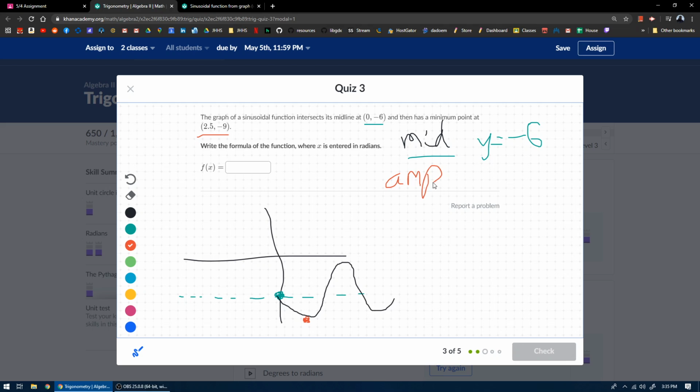Amplitude. How tall is the graph? Well, to go from the middle down, this is the amplitude right here. So just kind of how large the graph is. So what's this point? This is -6. What's this point down here? It's -9. So go from here to here, I go down 3 units. The amplitude is 3. I head down 3 units, so the amplitude is 3 right here.